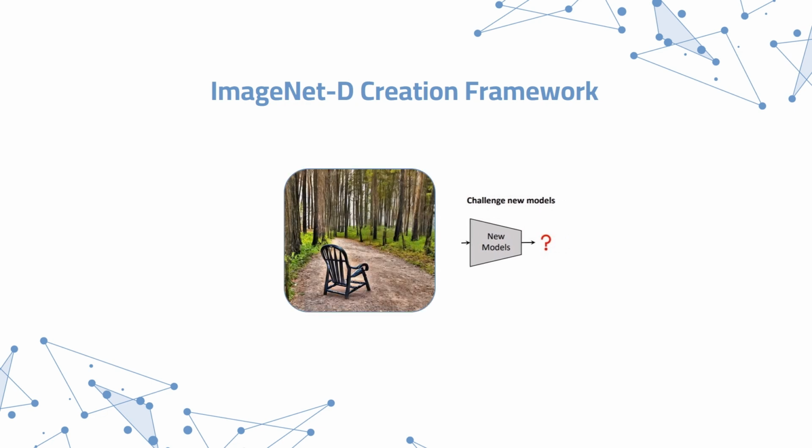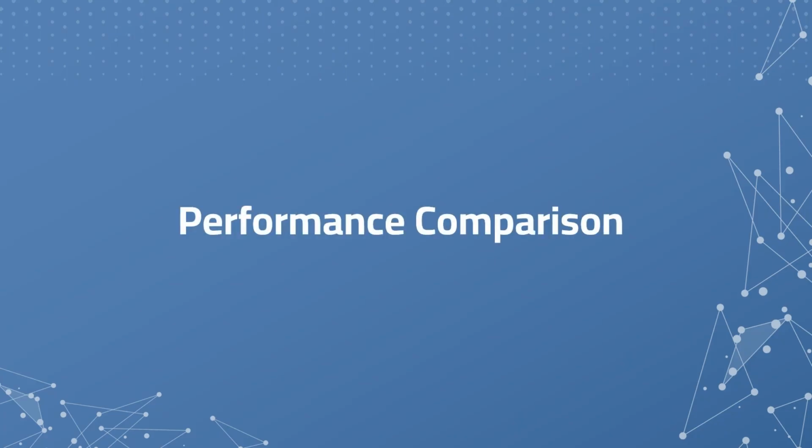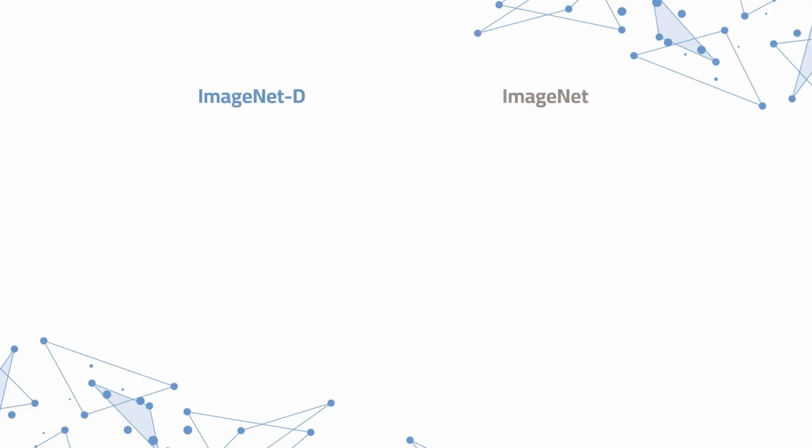These hard images, like a black metal chair in a forest, consistently expose weaknesses, revealing how well or poorly the models generalize to complex, unfamiliar scenarios. From diffusion-generated images to rigorous quality control, the creation of ImageNet-D ensures every image contributes to a meaningful evaluation of neural network robustness. Let's take a closer look at how ImageNet-D challenges even the most advanced models.